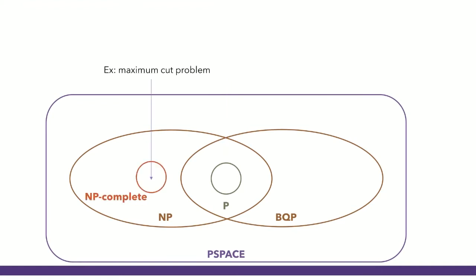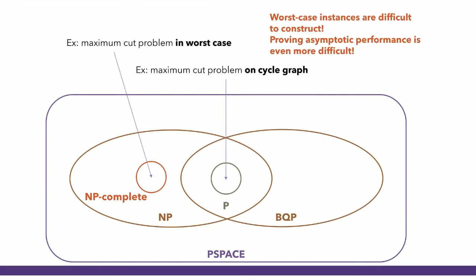One of the problems we're going to talk about today is the maximum cut problem, which is in general NP-complete. That is, it's as hard as any problem in NP. However, it is NP-complete only in the worst case. On specific instances, like solving maximum cut on a simple graph such as a cycle graph, the problem is actually trivial. It's in P. The reason I bring up this taxonomy is that when talking about how quantum computers can speed up solving optimization problems, we have to be very careful about what we mean by that.